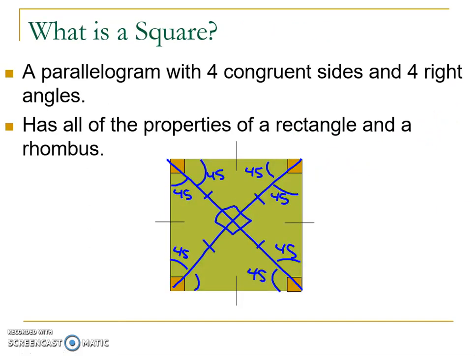What is a square? A parallelogram with 4 congruent sides and 4 right angles. It has all of the properties of a rectangle and a rhombus. So diagonals make perpendicular lines. It bisects each angle. So this is 45 and 45, because each angle is 90. And also diagonals are congruent. So it has both characteristics of properties of rectangle and rhombus.